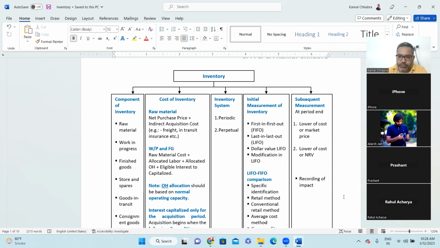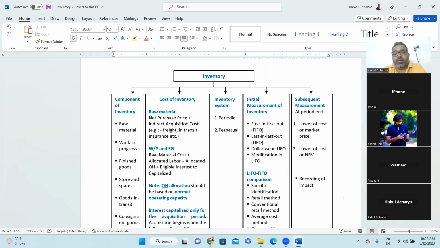Sir, then this will come under indirect material. No, as of now we are talking about inventory. Okay, fine. Yes, we are not talking about cost of inventory. When we discuss cost of inventory, then we'll discuss what is direct and what is indirect. As of now, we are looking at what all comes under inventory and what the categories of inventory are in the financial statements.